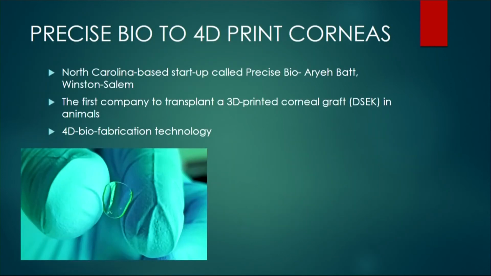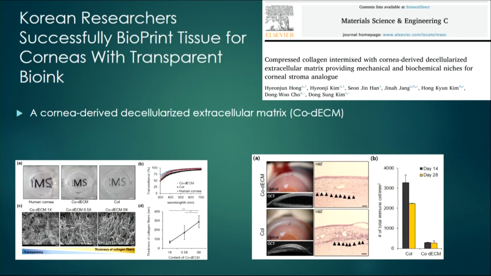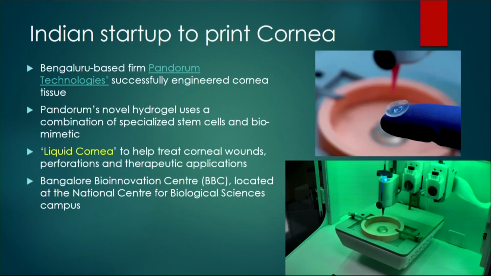Precise Bio is also a new North Carolina based startup which has 3D printed the cornea, and they have already finished the animal studies where they did the DALK surgery, and in the future they may also produce a fully functional cornea. They have used a 4D fabrication technology. Korean researchers have also bioprinted a cornea derived from decellularized extracellular matrix, which is used as a substrate to print the corneal live stem cells.